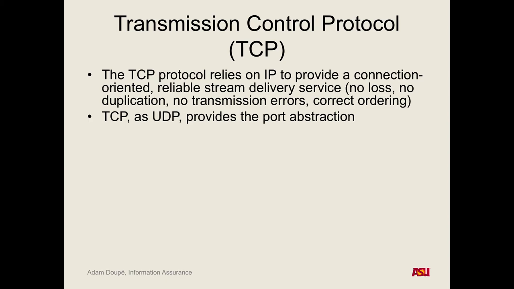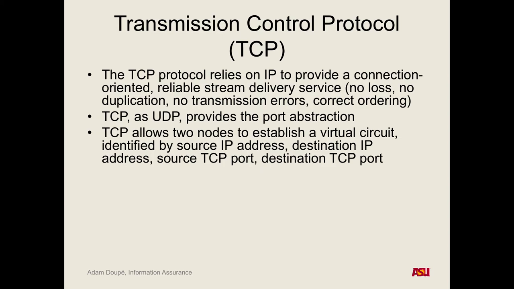A super important concept of TCP is that it is connection oriented. So how do we know that connections actually exist in TCP? The idea is a connection exists between four things. This is an important four tuple: the source IP, the destination IP, the source port, and the destination port. This is what forms a TCP connection.